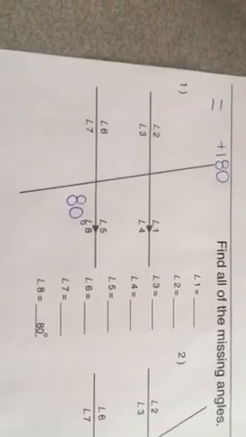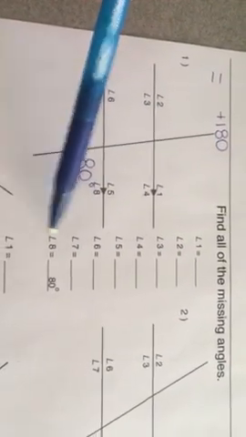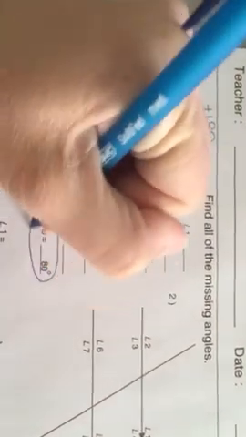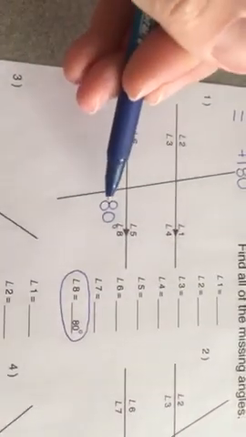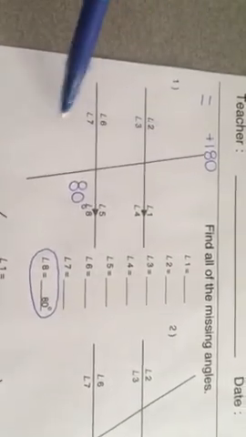So looking at number 1, we have to write in the angle measures for 1 through 8. They give us 8 already. Angle 8 is 80 degrees. So I wrote that in here. Angle 8 is 80 degrees. Now I need to use that to help me figure out the other angles. So I'm going to look back at that sheet we filled out the other day.